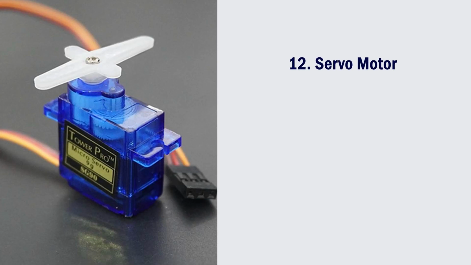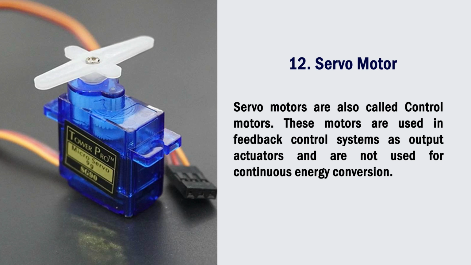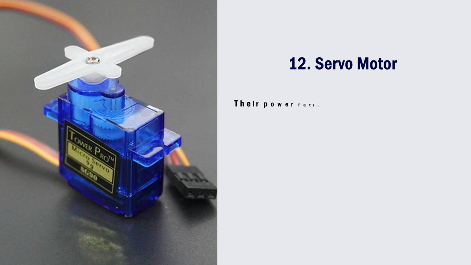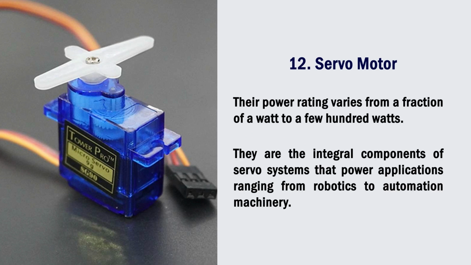The last type of motors which we are going to discuss is the servo motors, and these motors are widely used in the single phase loads. The servo motors are also called control motors. These motors are used in feedback control systems as output actuators and are not used for continuous energy conversion. The principle of the servo motor is similar to that of other electromagnetic motors, but the construction and operation are different. Their power rating varies from a fraction of a watt to a few hundred watts.